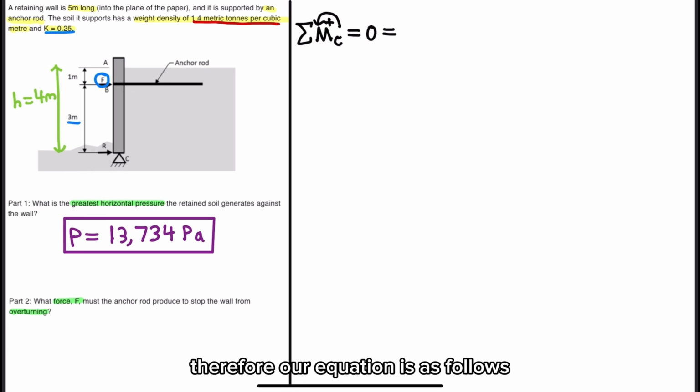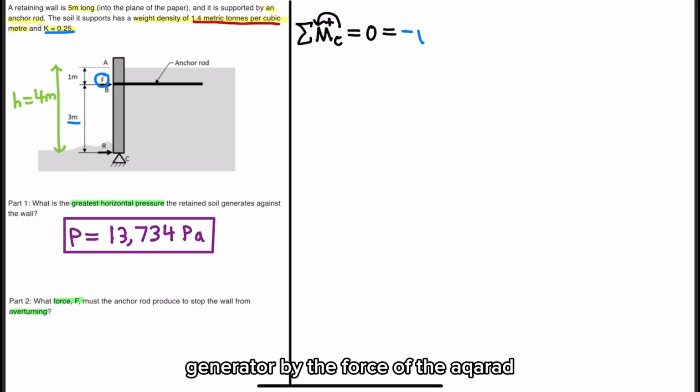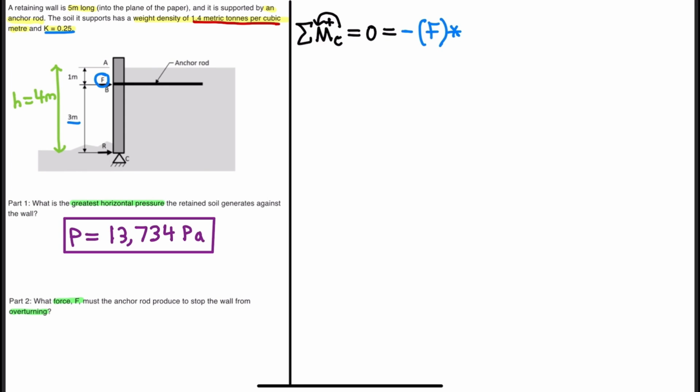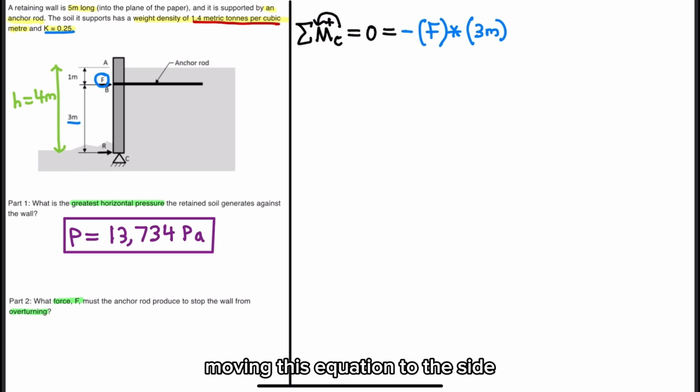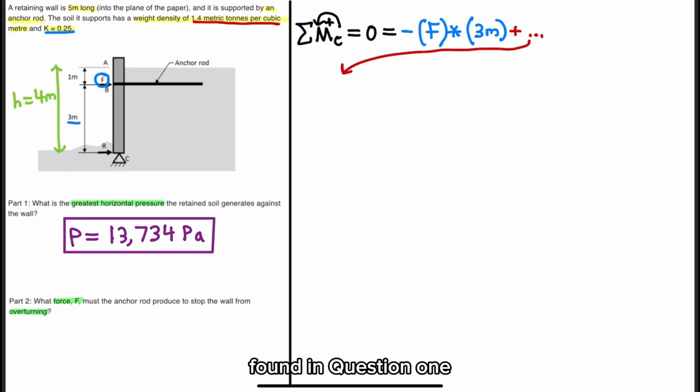Therefore, our equation is as follows. The sum of moments around point C in the counterclockwise direction is equal to 0. Consequently, we have a negative moment generated by the force of the anchor rod, and this is expressed as F times 3 meters. Moving this equation to the side, our soil load needs to be calculated from the horizontal pressure found in question 1.